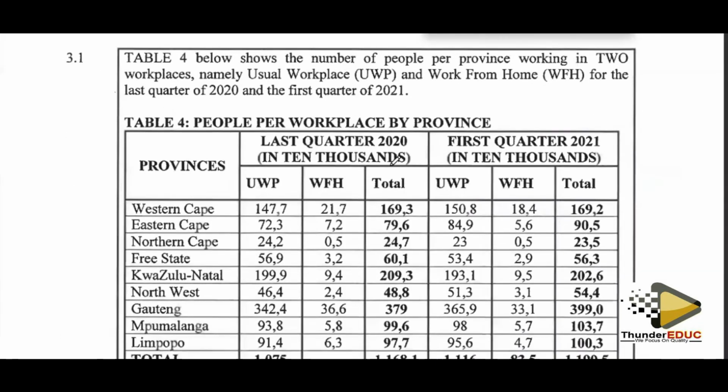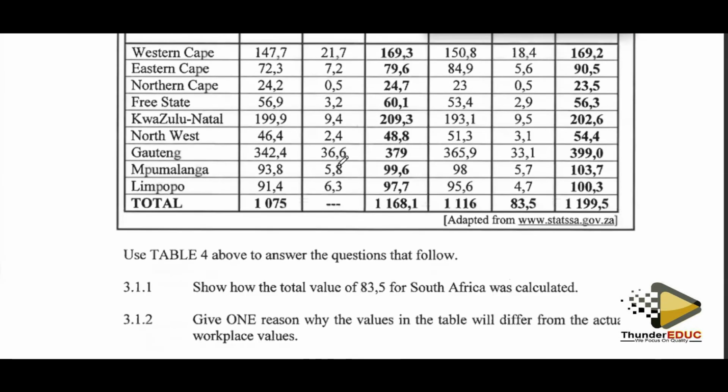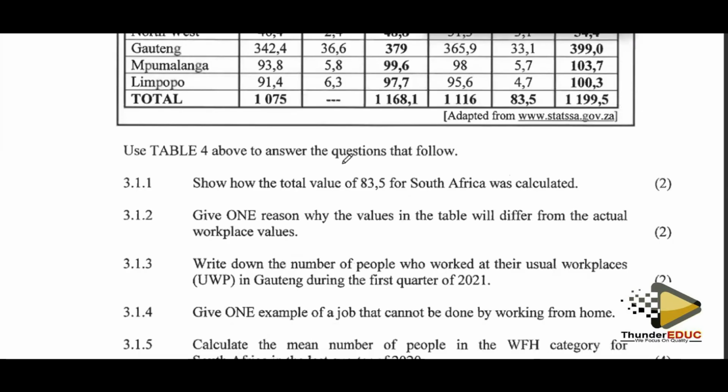Let's look at question number 3. Look at the table below. The table below shows the number of people per province working in two workplaces, namely usual workplace and work from home, for the last quarter of 2022 and the first quarter of 2021. All right. Show how the total value of 83.5 for South Africa was calculated.